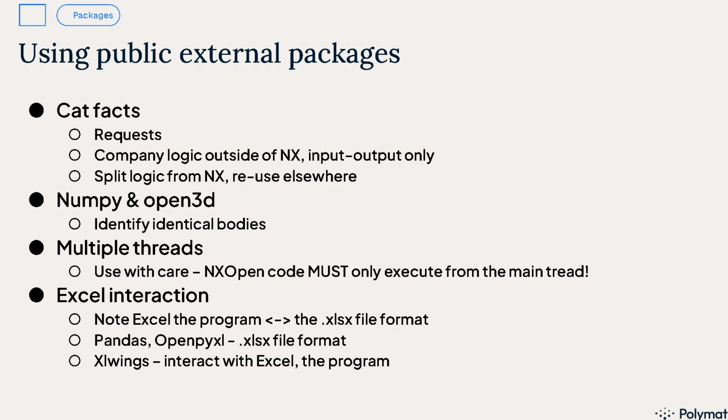I just want to show a few hopefully fun examples. Some cat facts, NumPy, Open3D, multiple threads. NX does not like multiple threads, so don't get your hopes up. And just a little bit about it. I'm not going to show anything about Excel itself, but I'll talk a little bit about that later. So basically the cat facts make an API call to a URL and then show it within NX.